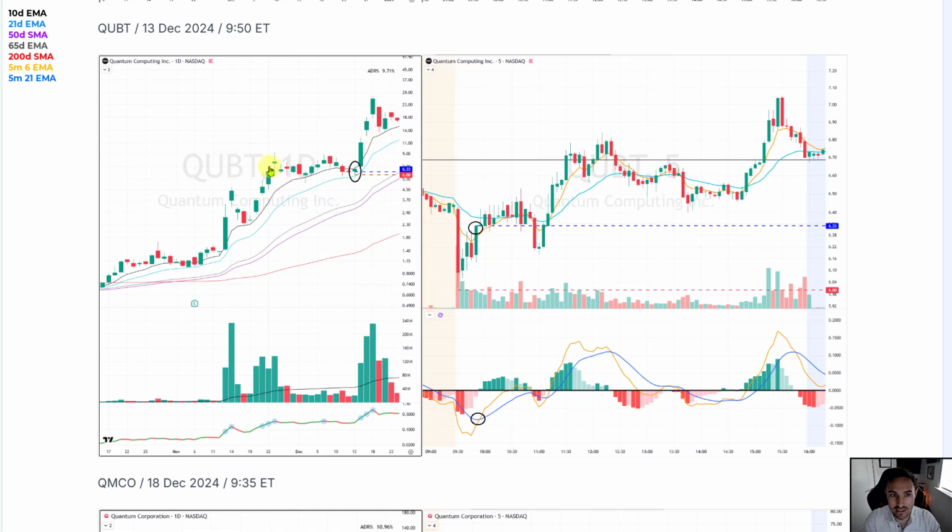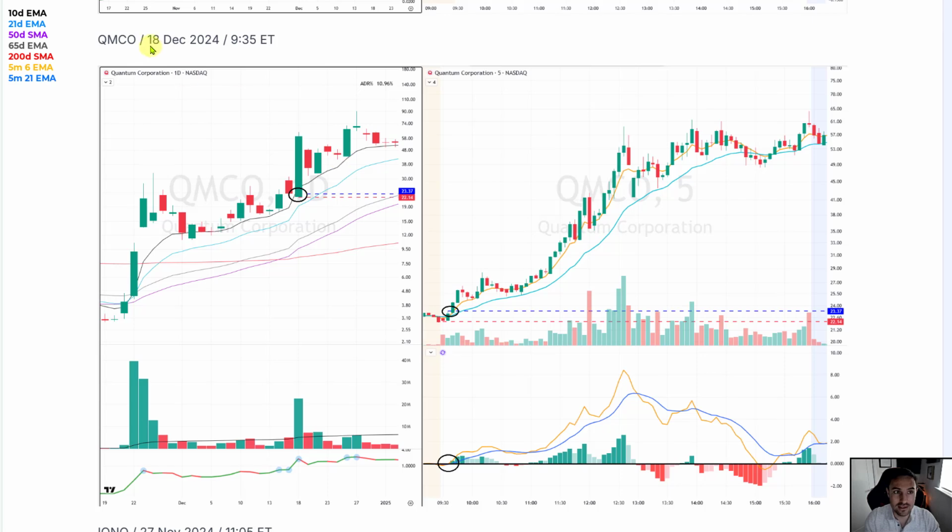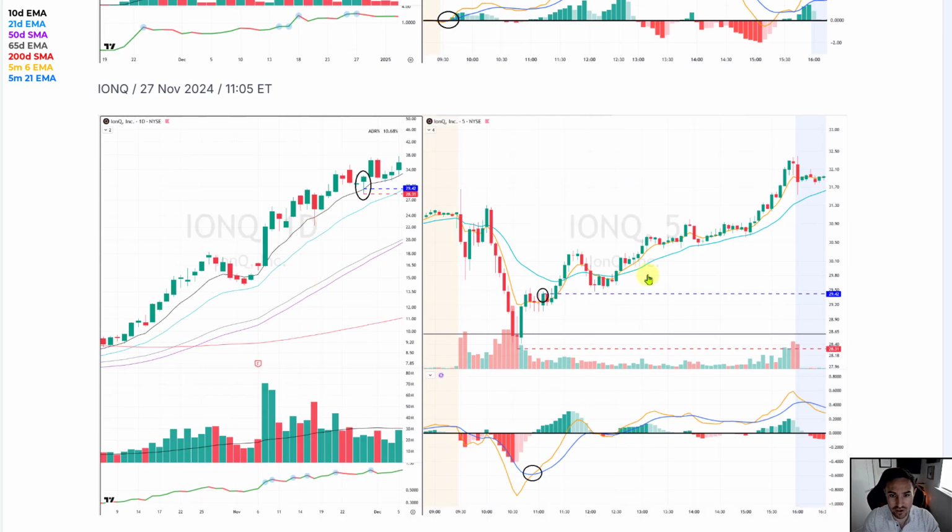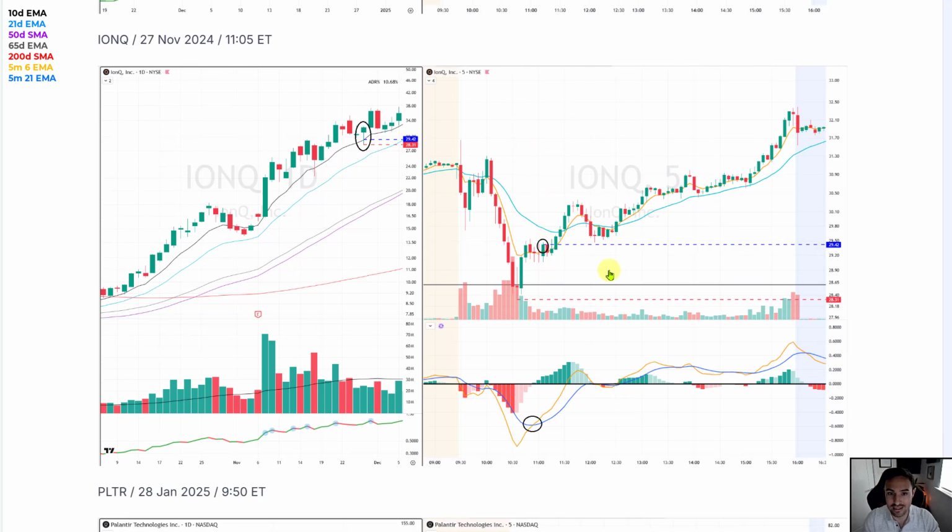But you see how QUBT here just kind of bounced off the 10. There would have been a really good Momentum Burst there. Trades down, bounces from around the 21-day EMA, off it goes. Let's go on to another one. This is QMCO. This one here is straddling the 10-day EMA. Let me find, this one here is a good one for IONQ to show you the 10-day EMA.